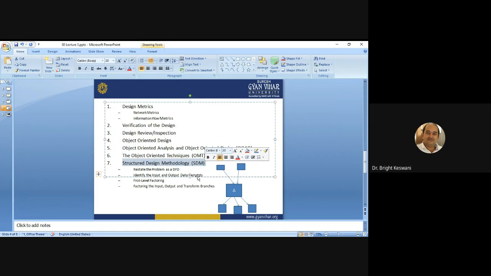So there are two things. First is conversion from input to output in an effective manner, and second is properly designing the transformation function. So structured design methodology, SDM, is concerned with two things. First is designing a transformation function effectively, and second is conversion of the input into a desirable output. Okay, which is the aim of structured design methodology.